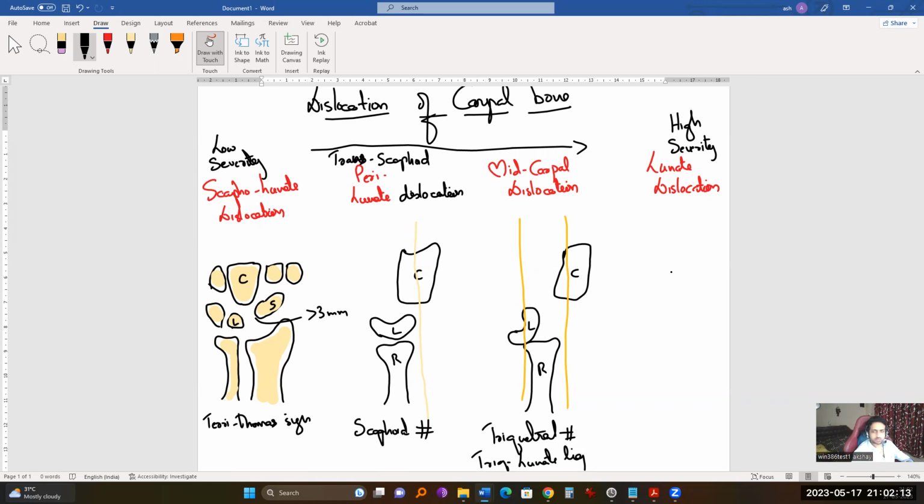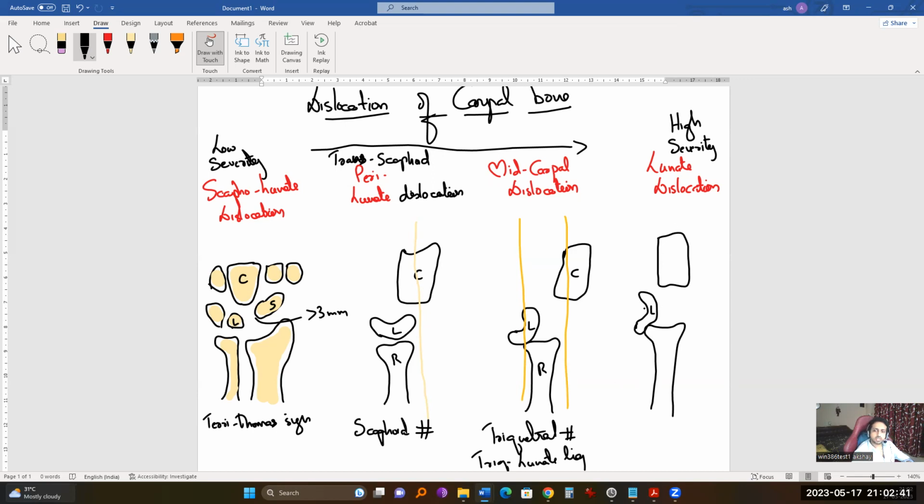Okay. So the last one, which is the most severe, is just a lunate dislocation. Even though just the lunate is dislocated, it is the most severe. So you can see the lunate is dislocated, whereas the capitate stays put.